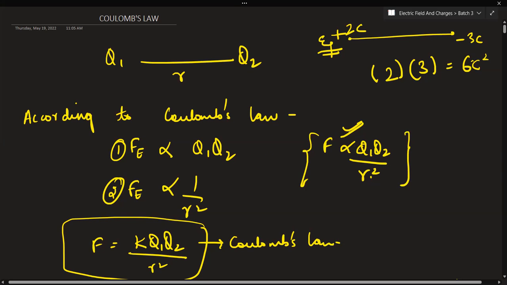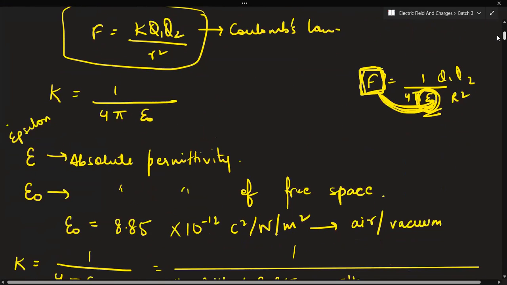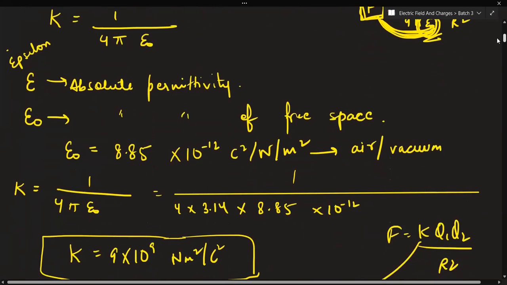Now, if I remove the proportionality sign by some means, I get a constant. So this forms your Coulomb's law formula: F is equal to K Q1 Q2 divided by R square. This is your Coulomb's law. Now, let us elaborate on this constant that we are having. Always remember, whenever you are solving with this formula of Coulomb's law, put the value of the K constant as 9 into 10 to the power 9.